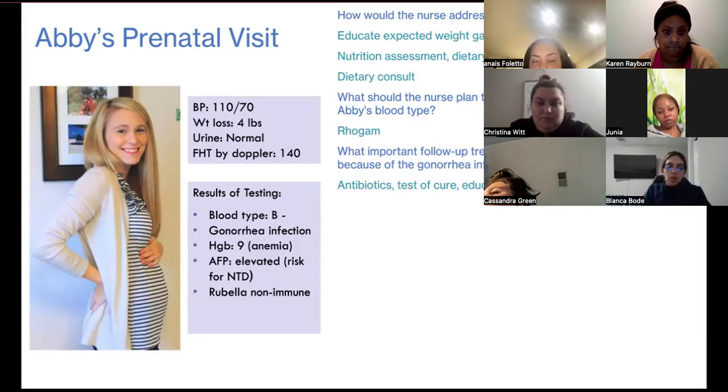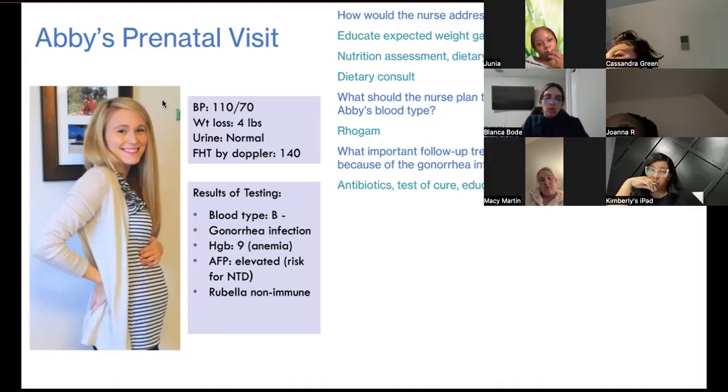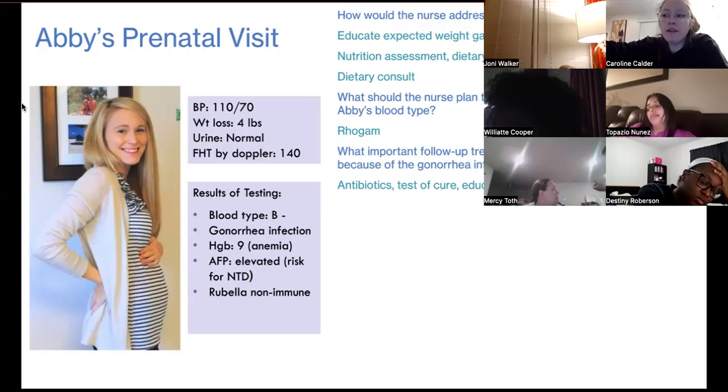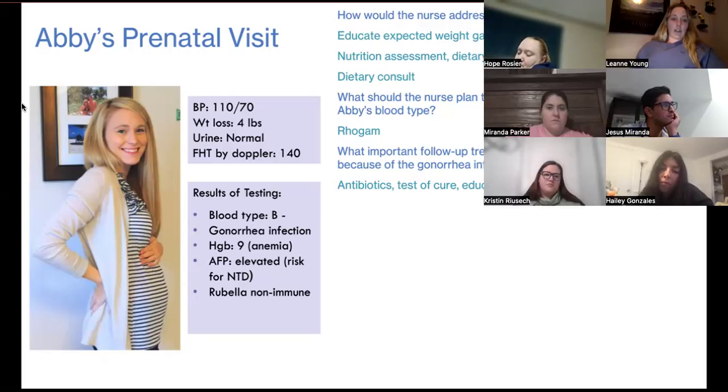We also want to educate her a lot about this. She is younger, so we need to give her some good sexual education and preventative measures. But yes, having her sexual partner tested and treated for it as well will prevent reoccurring infection.